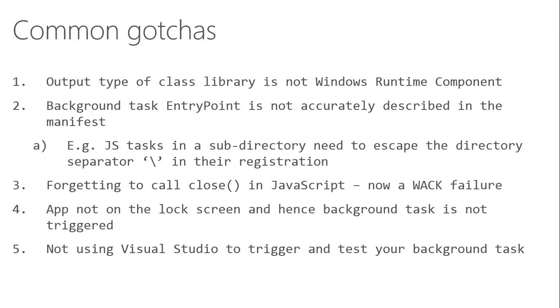Apart from that, there are all the other common gotchas which I mentioned. The output type of the class library is not Windows Runtime Component. You have to set the output type of the class library; if it's not Windows Runtime Component, then you will not get the desired result. The background task entry point is not accurately described in the manifest, so make sure you describe it properly. The app is not on the lock screen, and hence the background task is not triggered. And not using Visual Studio to trigger and test your background tasks. So these are some common gotchas which people make. Try to avoid these in order to get the desirable result.